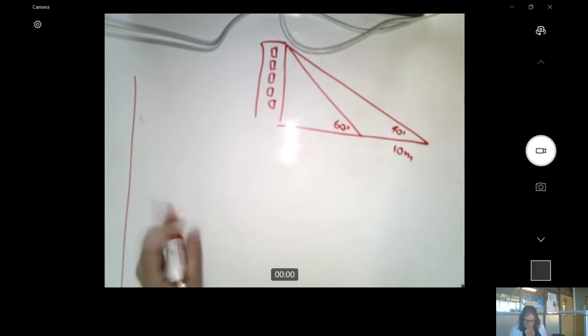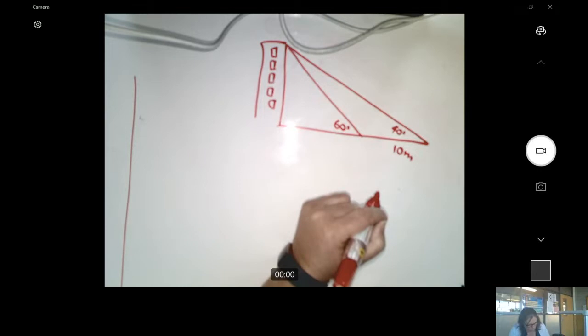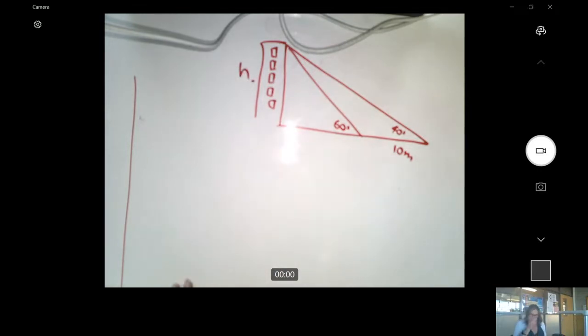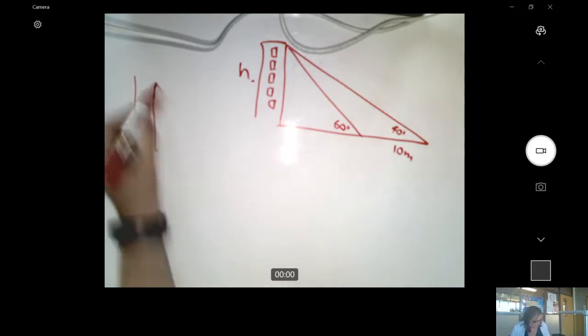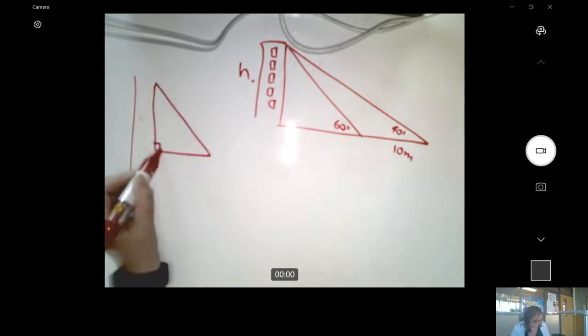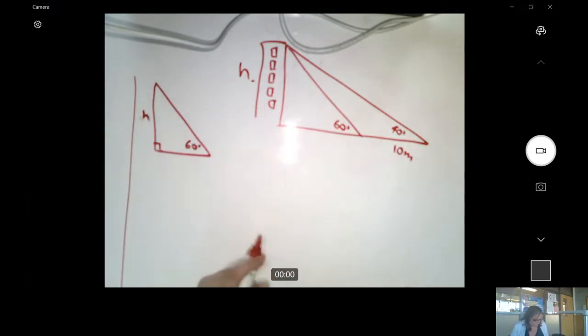Okay, so let's have a look at this question. It's asking us to find the height of the building. As I said, this is the most difficult question you'll come across. Let's divide it into 2 triangles. My first triangle looks like this: 60 degrees, height unknown.